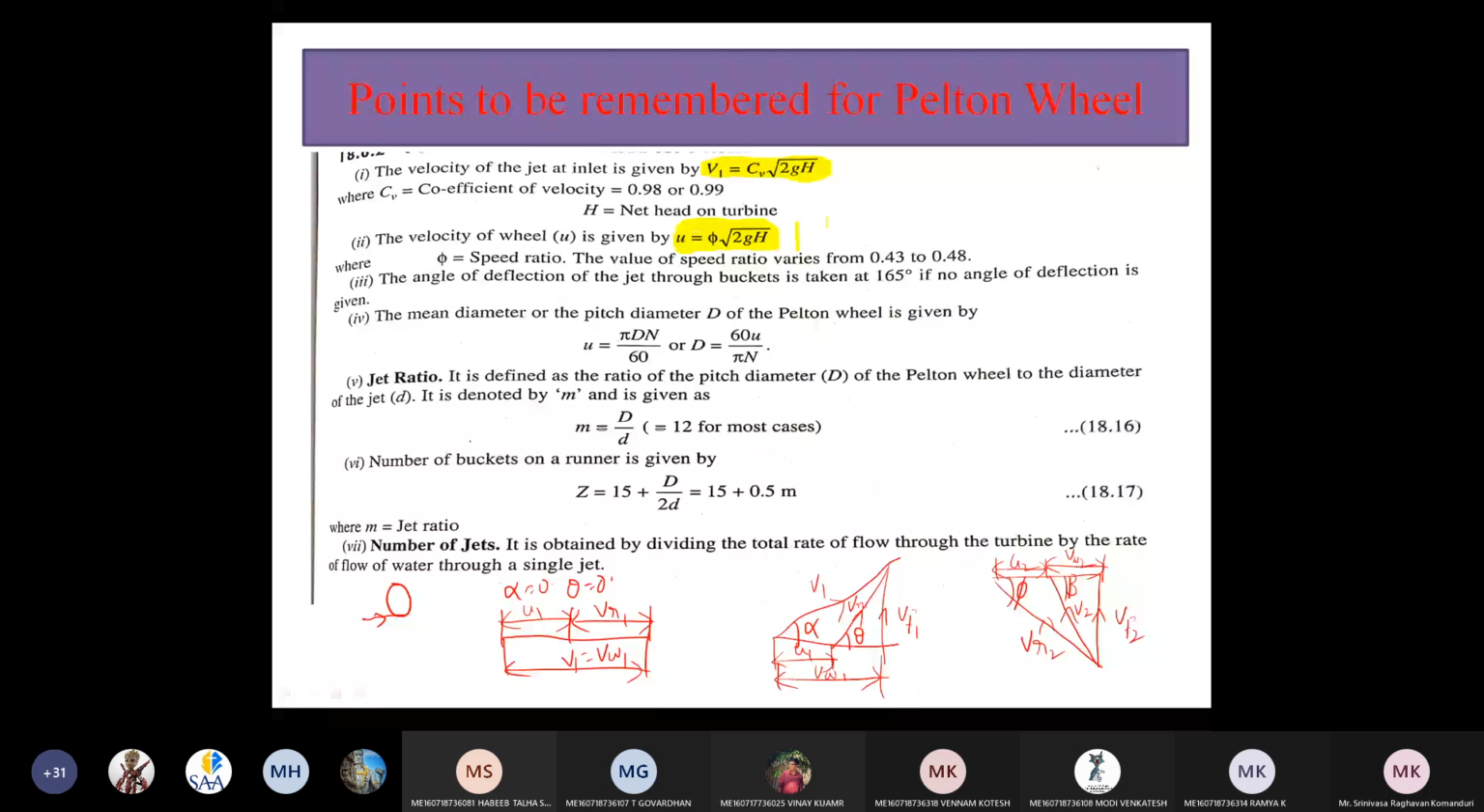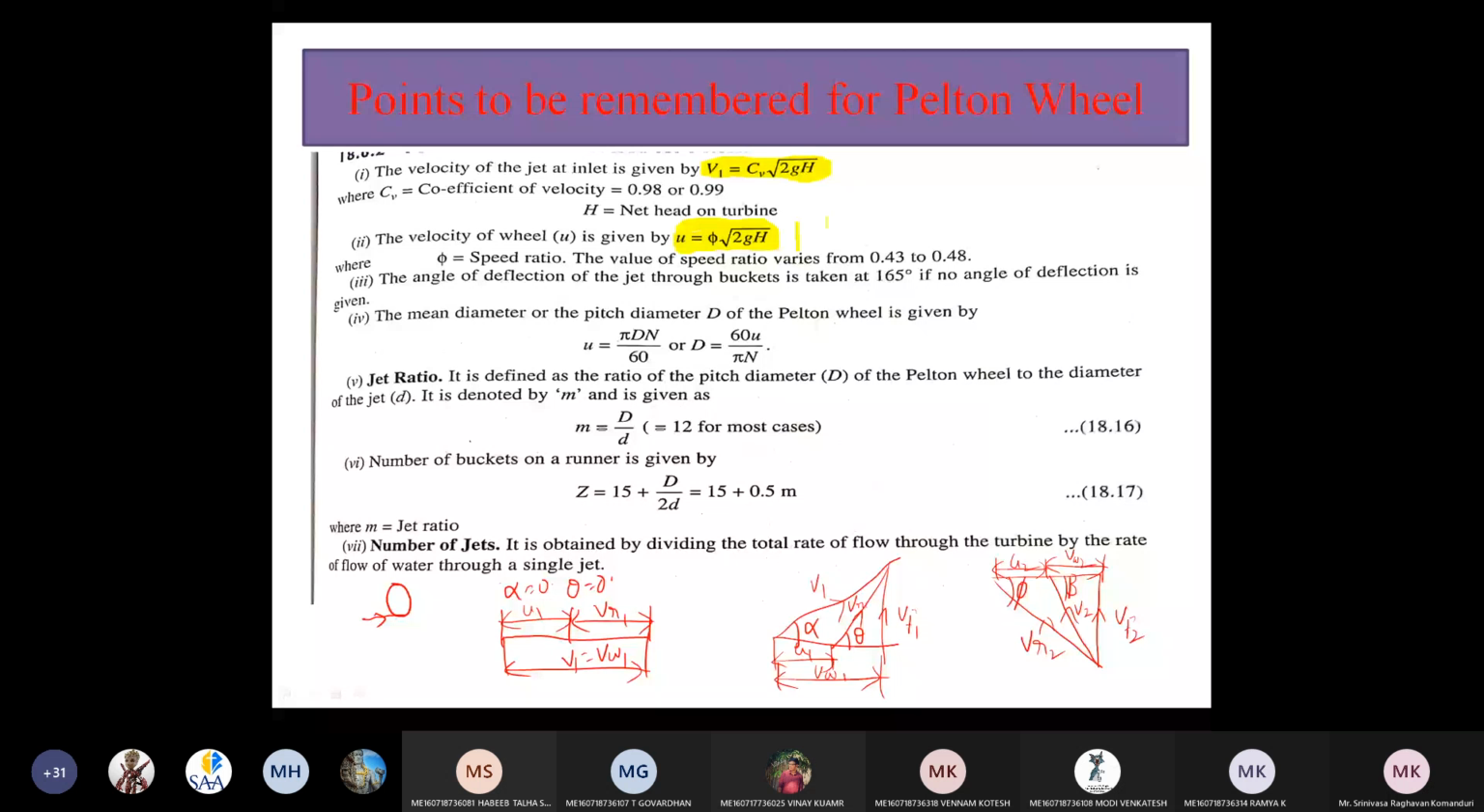The value of speed ratio varies from 0.43 to 0.48. Generally, Cv value and speed ratio value they will mention in the problem. So you can easily find out, if you know H value, Cv value, phi value, then you can easily find out the values of V1 and U.